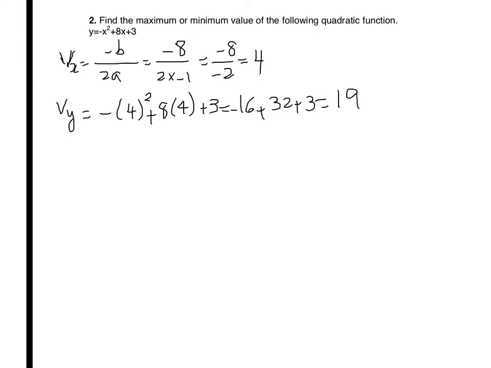Now, we know that the max or min is 19, but we have to decide, is it max or min? To do that, I'm going to look at the leading coefficient, which is negative 1. I know when it's negative, the parabola is going to open downward, which is going to be like this. So the point is going to be the maximum. So 19 is the maximum.